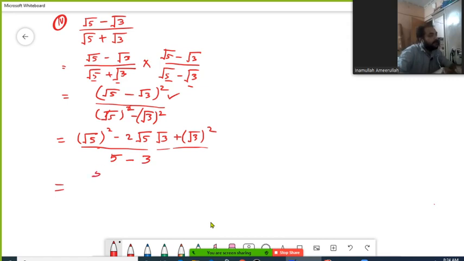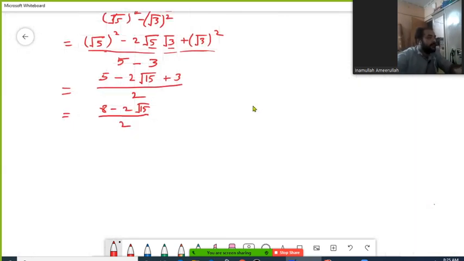Same way, 5 minus 2 times root 5 and root 3, which multiply together to give you 15. So this can be written as 2 root 15 plus 3. In the denominator, 5 minus 3, that is 2. When you add 5 and 3, you will get 8. So here I can write 8 minus 2 root 15 upon 2.